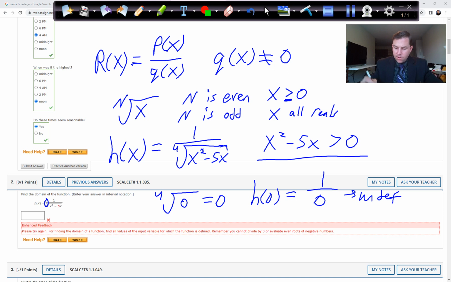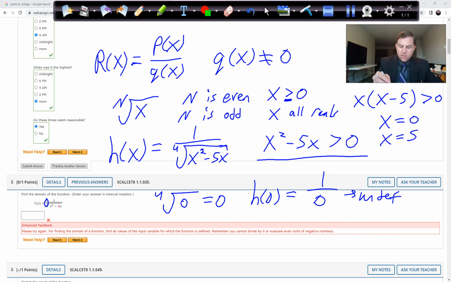To solve that, we're going to factor out an x and get x times x minus 5 has to be strictly greater than 0. And now what you do with this is you get 2 points of interest. The points of interest are the values of x that make that 0. So there's 2 of them. If x is 0, the whole thing is 0. And if x is positive 5, the whole thing is 0.